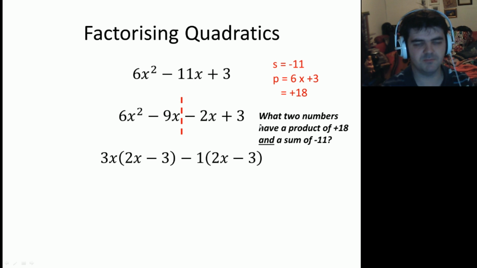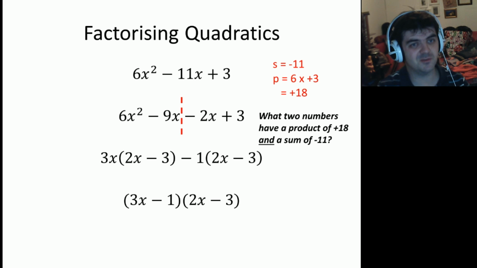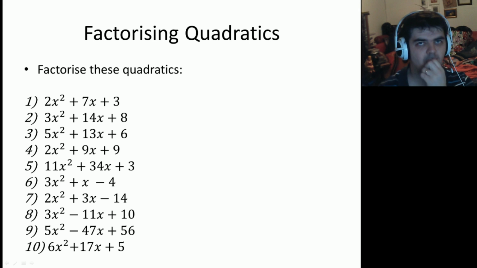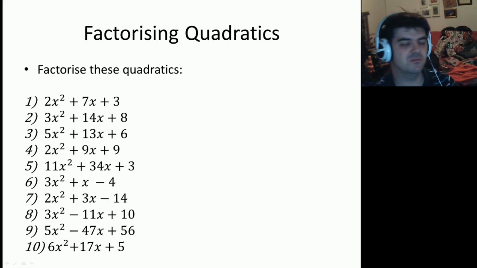We're going to split it up, and we've got, take our 3x out as a factor, get 2x minus 3, take our minus 1 out as a factor, get it like that, and away you go. Group those together, you're going to get 3x minus 1 upon 2x minus 3. And these are certainly an awful lot harder than last year, and there's a good reason why we didn't do them in NICATS. So here are some for you to try. Difficult, every single one of them. You can pause, and the answers are as follows.